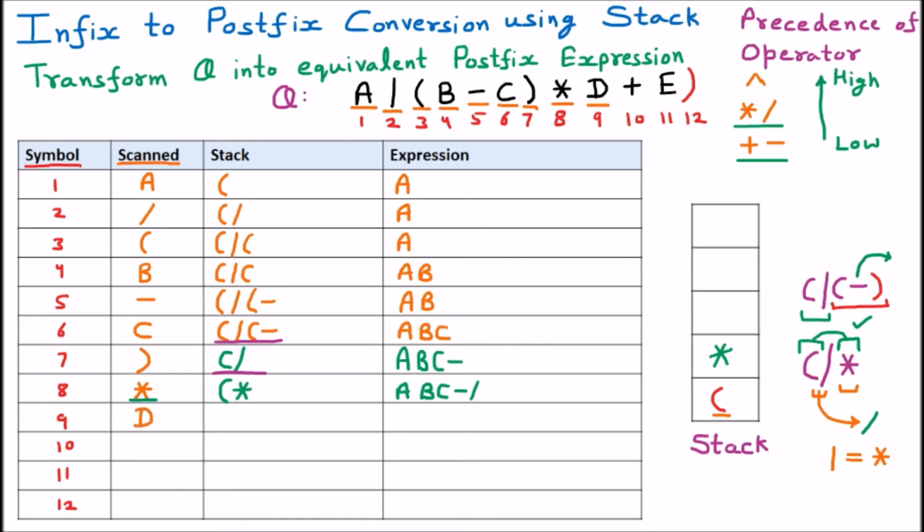We know that D is not an operator and not a bracket, so it will come after the expression. So the expression will become ABC minus divide, and then D will come here. And in the stack we already have the starting bracket and the multiply symbol. Afterward, the 10th element to be scanned is plus. Plus is an operator.